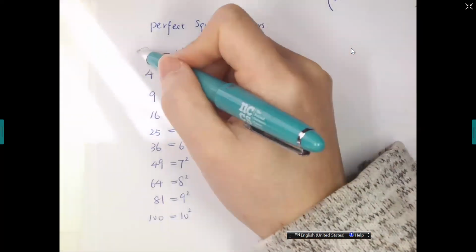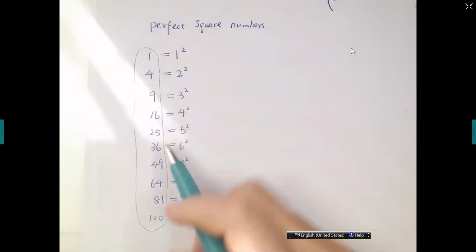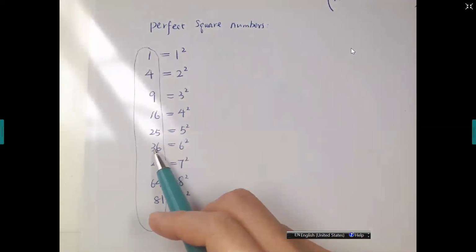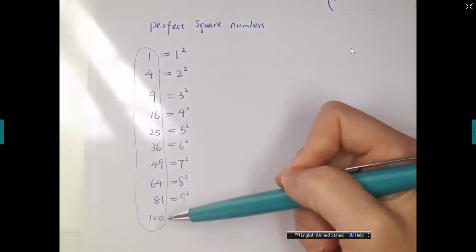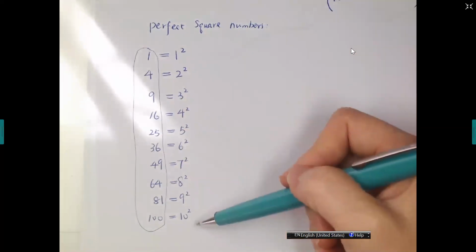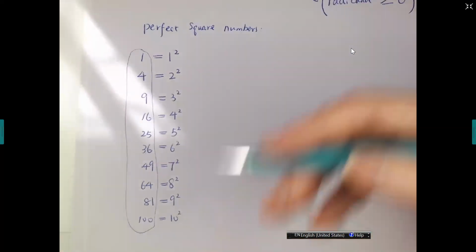So when we see those numbers, number 36, I want you to recognize 36 equals 6 squared. 36 is a perfect square number. It equals 6 squared. And those numbers, okay, the base numbers are less than or equal to 10. And I also want to continue here.